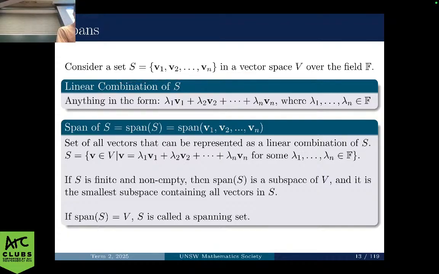Anything that can be made of linear combinations of these vectors, and a linear combination is some constant lambda times each vector. So lambda 1 times v1, where this is my set S, so it's a bunch of vectors v. So lambda 1 times v1, lambda 2 times v2, plus all of these, lambda n times vn. Anything in that form is the span of some set S.